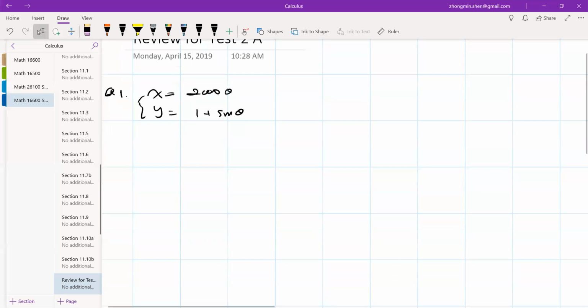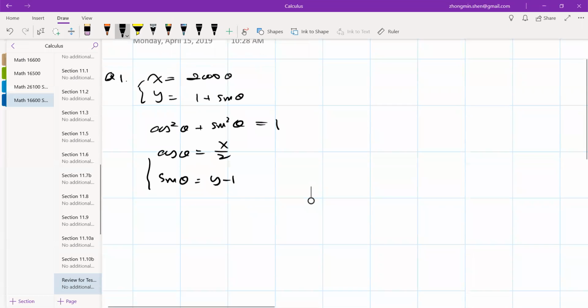So how do we do this type of problem? If you can eliminate the parameter to get a Cartesian equation, that helps you recognize the curve, so it's much easier to draw the graph in some cases. We solve the problem as follows. We know cosine squared theta plus sine squared theta equals 1. We use this to find the relationship between x and y. So cosine theta is going to be half of x, and sine theta is going to be y minus 1.